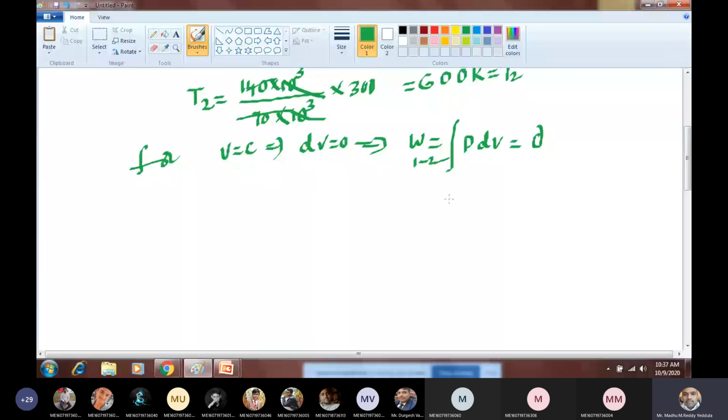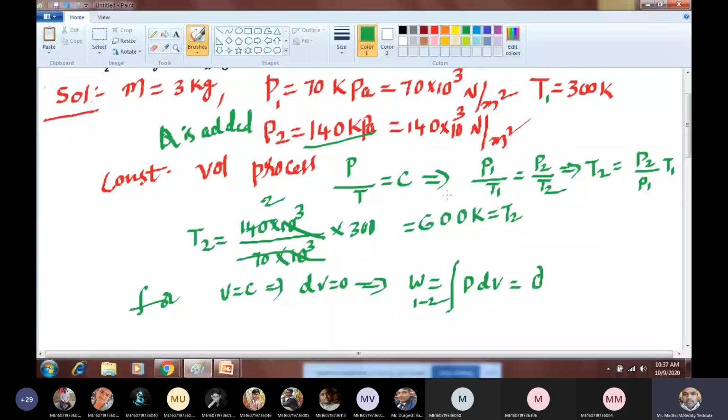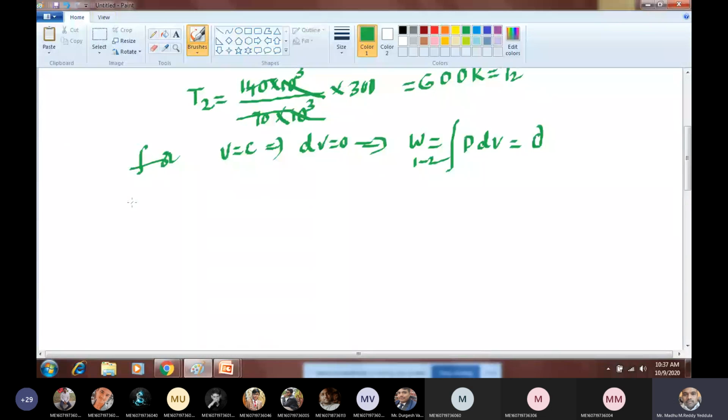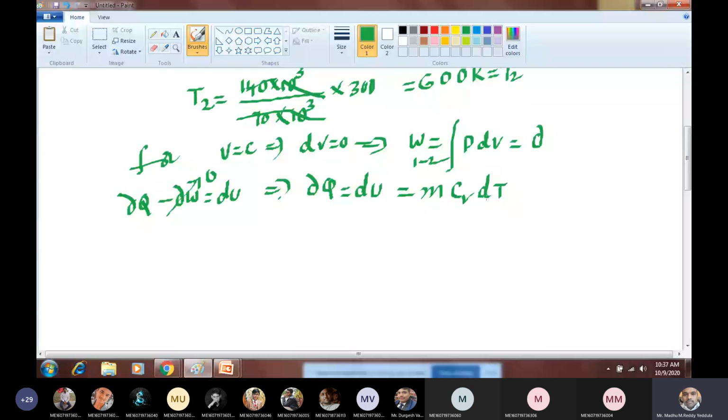Now, the third bit: heat added. To calculate the heat added, from the first law of thermodynamics, dou Q minus dou W is equal to dU. For a constant volume process, work done is 0, which implies dou Q is equal to dU. How to calculate dou Q? M into CV into dT. For constant volume, dou Q equals dU. Yes, this is a constant volume process.